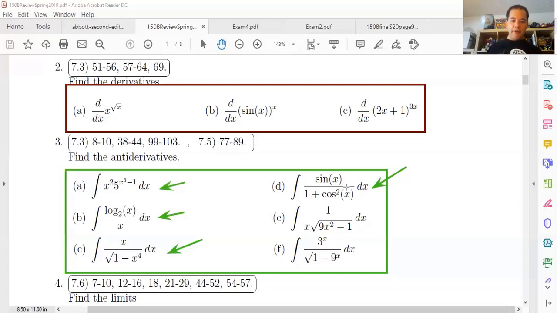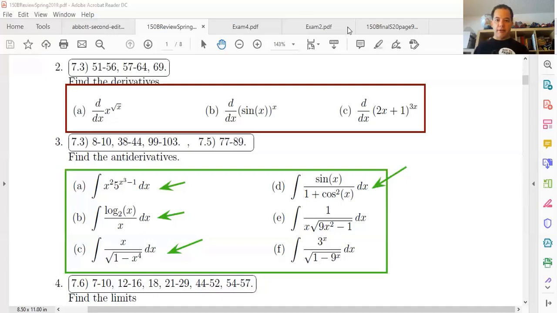And maybe 3c as well. Okay, but let's start with 3b. So 3b is the logarithm base 2 of x over x. And let me write the other one before I forget as well. Yeah, 3c.